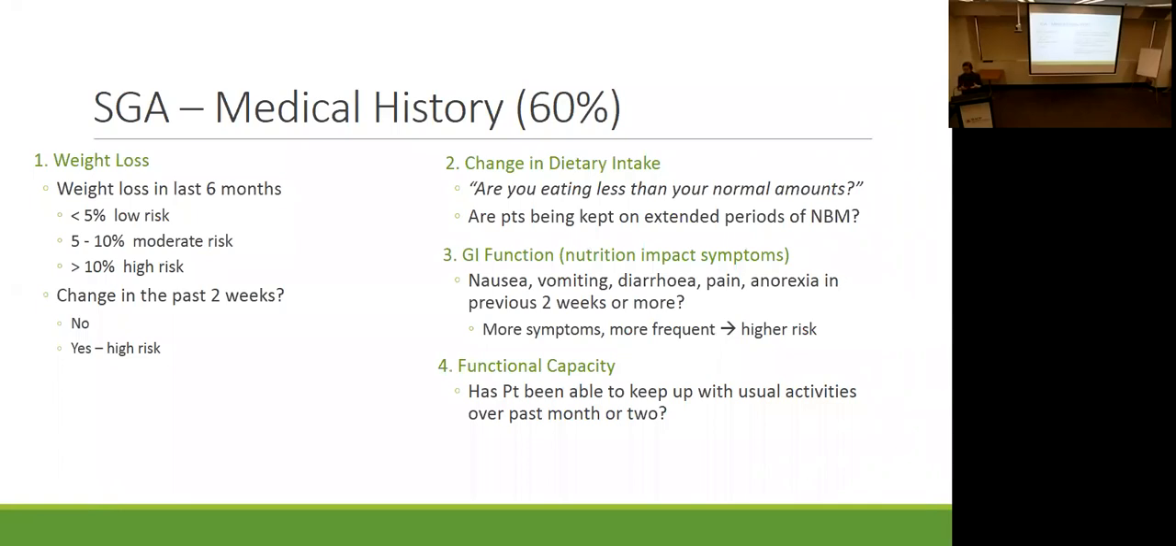And for functional capacity, we're looking at what somebody's everyday activities are and whether that has changed in the last month or two. We're not looking at, for example, someone who has fractured their leg and can't do their usual activities; we're looking at it as related to malnutrition. So has it impacted their ability, with lethargy and fatigue and that sort of thing?